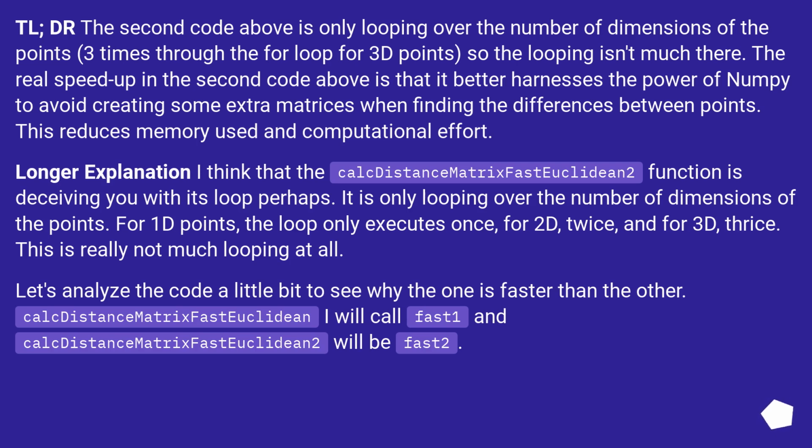Longer explanation. I think that the distance matrix fast Euclidean 2 function is deceiving you with its loop perhaps. It is only looping over the number of dimensions of the points. For 1D points, the loop only executes once, for 2D twice, and for 3D, thrice. This is really not much looping at all. Let's analyze the code a little bit to see why the one is faster than the other. Distance matrix fast Euclidean I will call Fast1 and distance matrix fast Euclidean 2 will be Fast2.